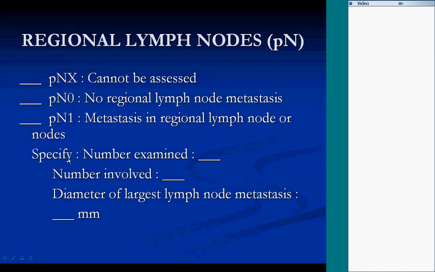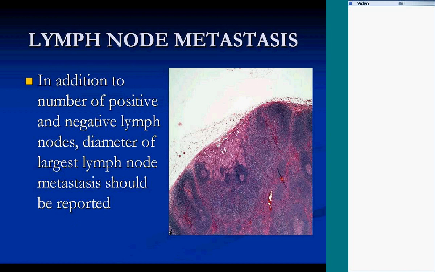Regional lymph nodes, the big change is that one should go ahead and measure the diameter of the largest lymph node metastatic deposit, in addition to providing the standard present/absent lymph node mets, the number of examined nodes, and the total number of nodes involved by cancer. And it's pretty easy, really, shouldn't take much time at all.